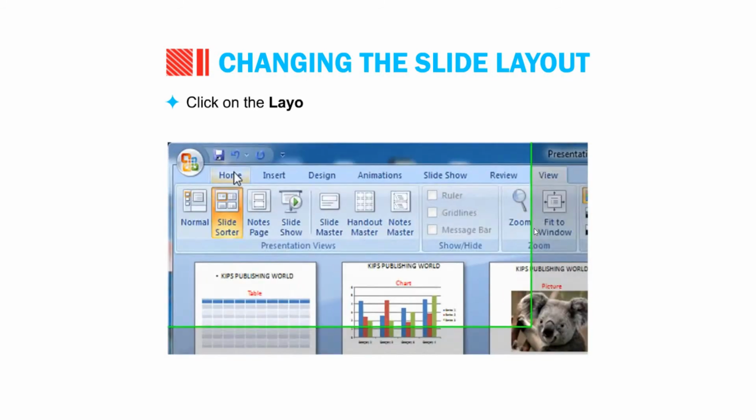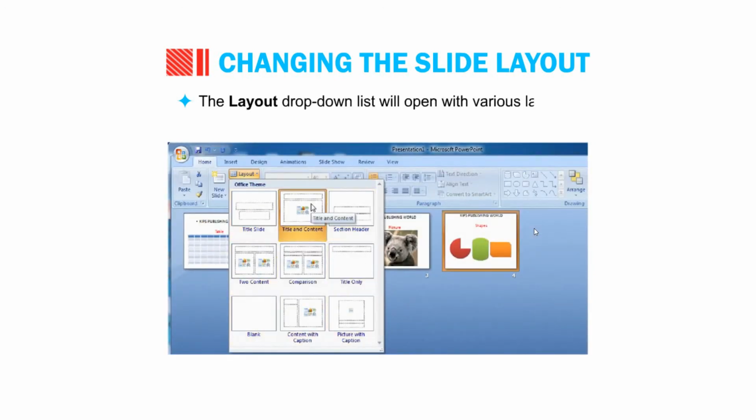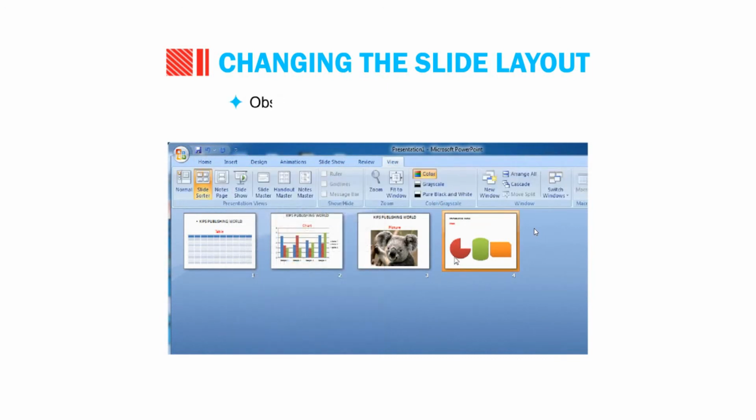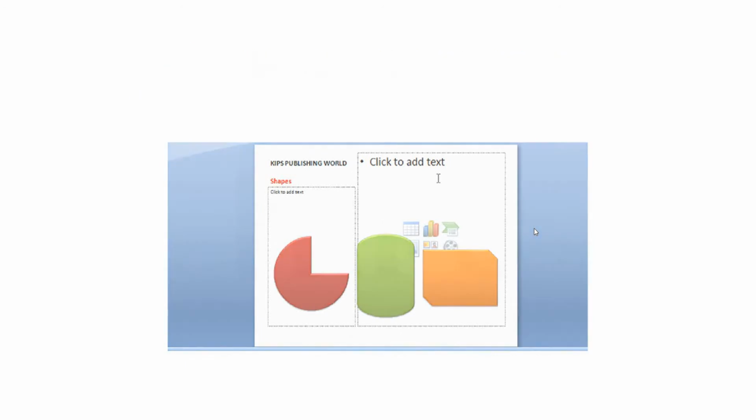Click on the Layout button in the Slides group on the Home tab. The Layout drop-down list will open with various layouts. Select the layout according to your need. Observe the changes in the existing slide. The text on the slide will be rearranged according to the chosen layout.